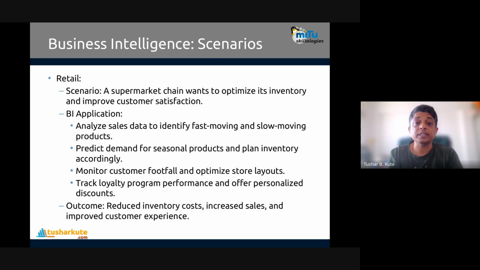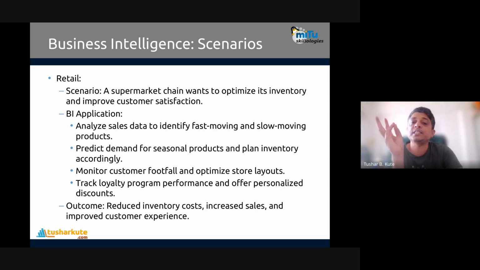Next, retail. Retail, actual supermarket. It's not like an e-commerce tool. Because of e-commerce platforms, these retail companies are not performing that much better. Still, they're performing because of various actions that they have taken. So a supermarket chain wants to optimize their inventory and improve customer satisfaction. So what can the application do for them?